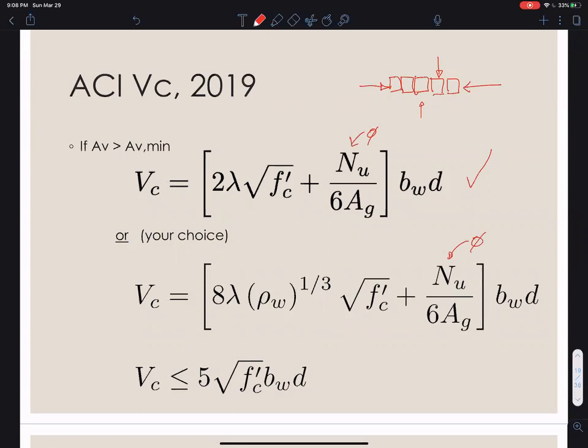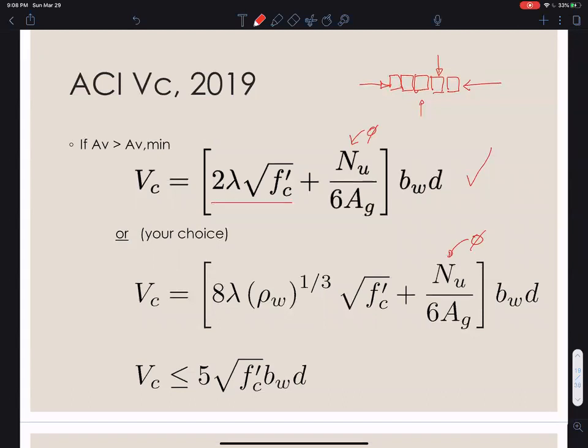That's for another day. And so what we're going to have is 2 lambda root f'c bd versus 8 lambda rho to the 1/3. And remember, if rho is less than 1.56%, you're going to use this. And you can use that whenever you want. So in this class, we're going to use 2 lambda root f'c. And this is for lightweight concrete. And no matter what, Vc has to be less than 5 root f'c.